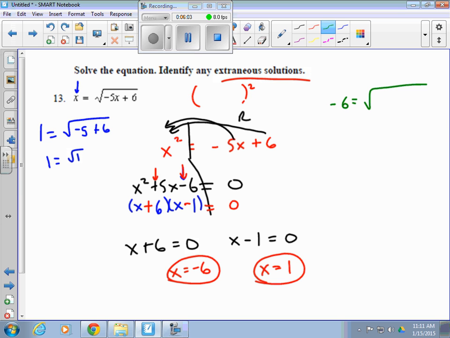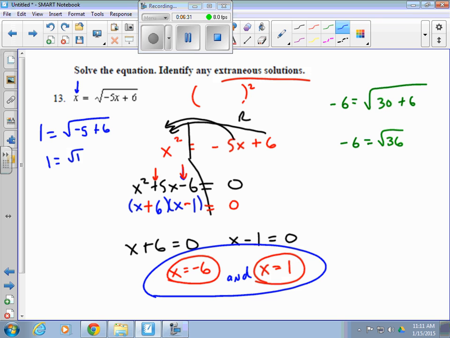If we plug in the negative 6, however, we get negative 6 equals negative 5 times negative 6 is going to be 30 plus 6. We get negative 6 equals the square root of 36. Is that one a true statement? Yes. The square root of 36 can also be negative 6 because negative 6 times negative 6 is 36. So this is not going to be an or problem. This is going to be and. Both of those are correct, negative 6 and 1.